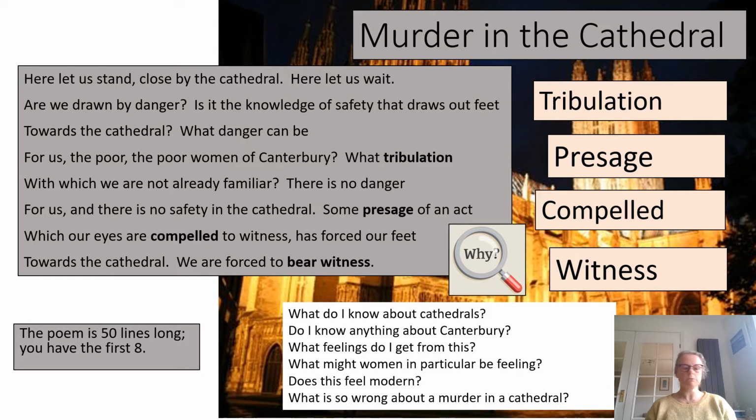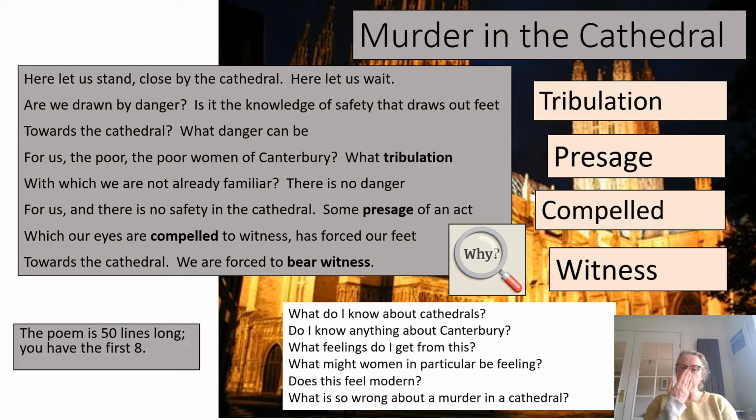For anybody that was unable to join us for the earlier session, this is the poem that we're looking at. So it's an extract from Murder in the Cathedral by T.S. Eliot, and it's the first 8 lines of the longer 50-line poem. So focused on the poor women of Canterbury, they have a feeling, a sense that something bad is about to happen. So if you need to, you can have a look at this now. So just read the text and you can pause the video in order to do that, just so that you've caught up with everybody else that might have seen the session earlier on.